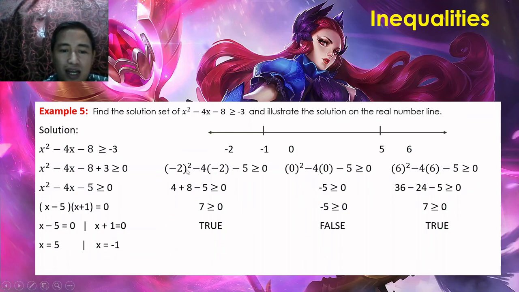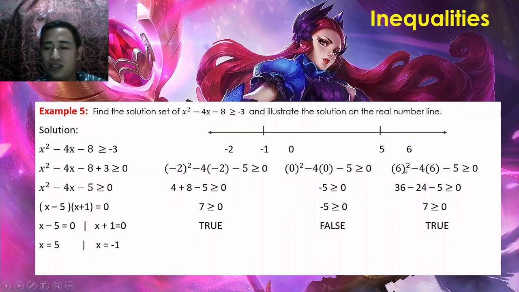So if we use negative 2, class: negative 2 squared, minus 4 times negative 2, minus 5 is greater than or equal to 0. We substitute negative 2 in place of x. This becomes 4, then negative 4 times negative 2 is positive 8, and minus 5, greater than or equal to 0. So 4 plus 8 is 12, minus 5 is 7. So 7 is greater than or equal to 0. True. Now if x is 0, what remains is minus 5. Is negative 5 greater than or equal to 0? No, because it is smaller. So this is false. And now, what if we substitute 6?